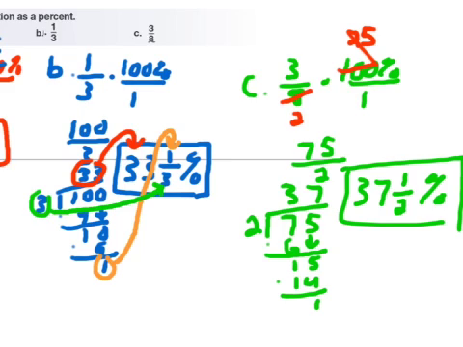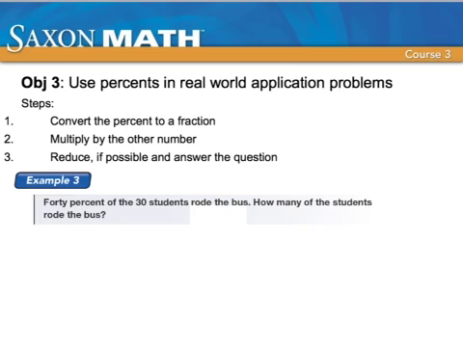Now let's do some real life examples. Alright, and our last objective, we got 2 examples for. Use percents and real world application problems. First kind of problem is when we have a percentage and we need to convert it to a fraction. So first step is to convert the percent to a fraction. Then you're going to multiply by the other number you're given in the problem, and then you're going to reduce if possible and answer the question.